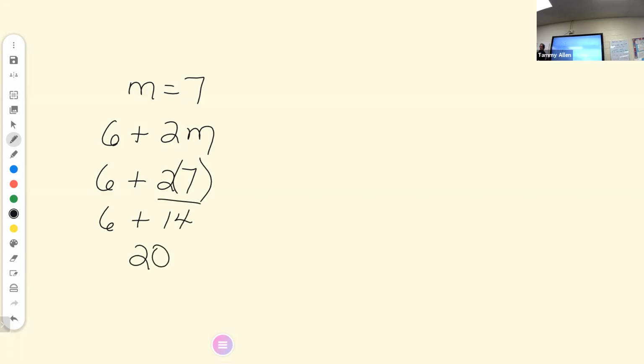Again, I'm going to be super picky about the steps, super picky, because these are correct mathematical steps. Okay? Any questions on evaluating expressions? Yes?